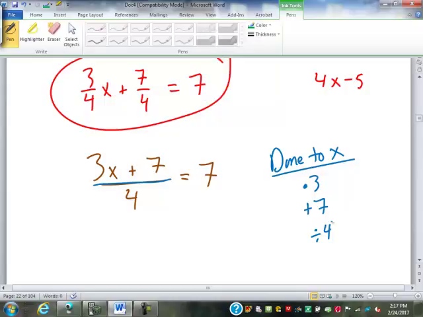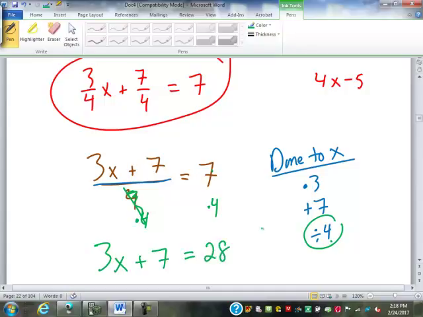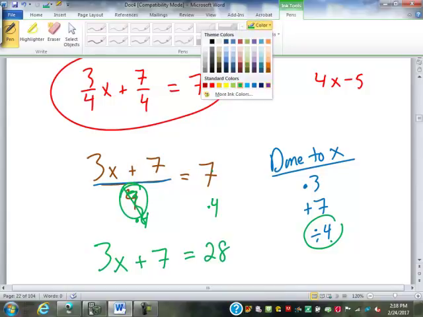To solve it, we take off the last piece first. It was divided by 4, so we're going to multiply by 4. Multiplying by 4 makes that go away. We're left with 3x plus 7. We have to do 7 times 4 is 28. So by multiplying by 4, all I did was take off this piece here. And now we're back to that form that we know how to solve.